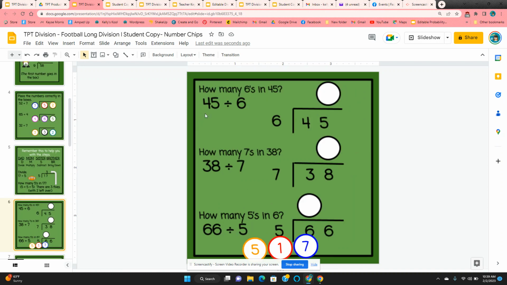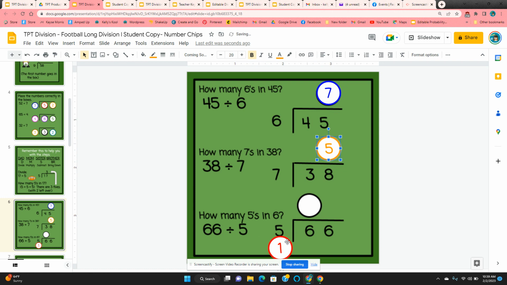So on the next slide, all they're going to be doing is looking to see how many times your divisor goes into your dividend. And the answers are down here at the bottom. The students, again, are moving the chips. So 6 goes into 45 7 times, which is 42. So there's going to be some left over. 7 goes into 38 5 times with some left over. And 5 goes into 6 1 time.